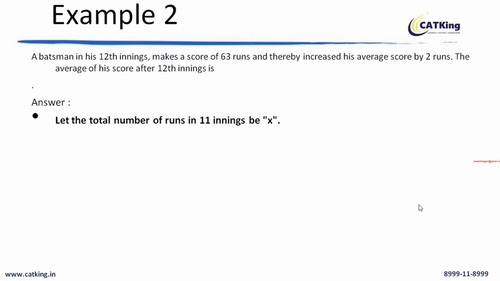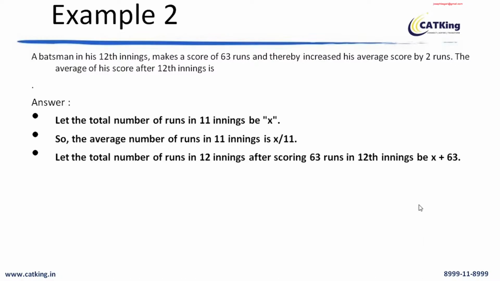So let the total number of runs in the 11 innings be x. Now their average becomes x by 11, because x is the total score, and the average is x by the total number of matches. Let the total number of runs in the innings after scoring 63 runs be x plus 63. Until then it was x, then 63 runs were added, so x plus 63. Its average will be x plus 63 by 12.